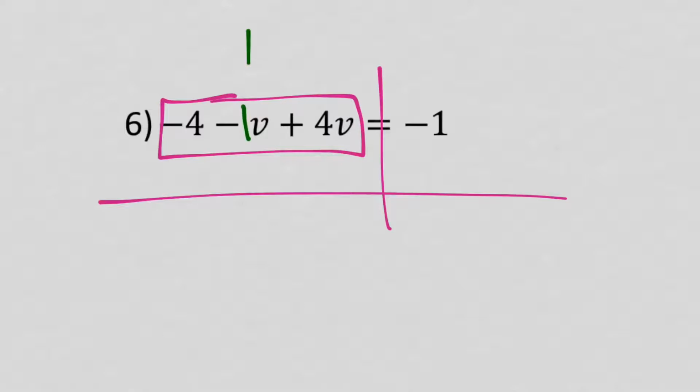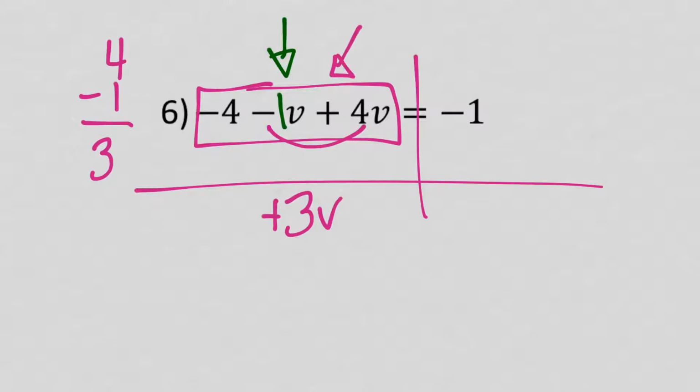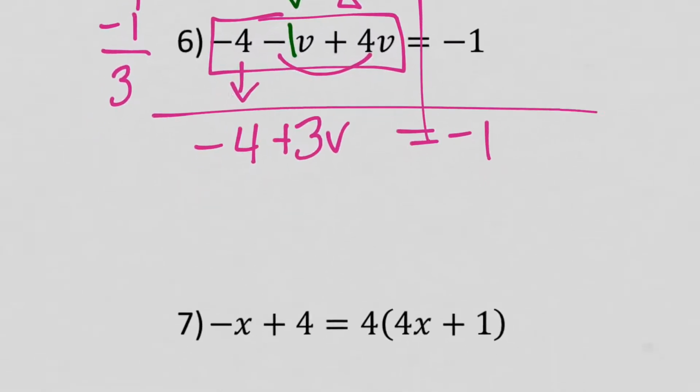Well, in front of this v, you have an invisible 1. So when I combine negative 1v with positive 4v, it's like saying 4 minus 1, which will give me 3. Because 4 minus 1 is 3, so 3v. And this is positive because 4 is bigger and 4 is positive. Bring down the negative 4. Bring down your equal sign. Bring down the negative 1.